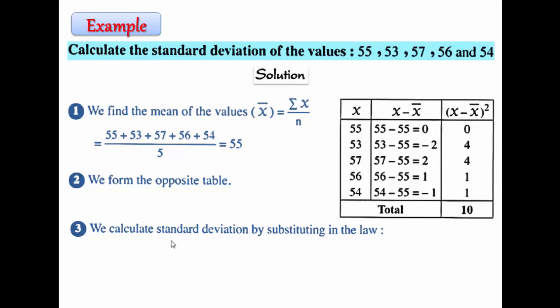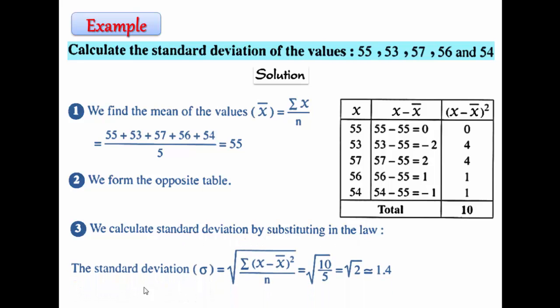We calculate the standard deviation by substituting in the law. The standard deviation equals root of summation of (x minus x bar) all power 2 over n, equals root 10 over 5, equals root 2, equals 1.4.